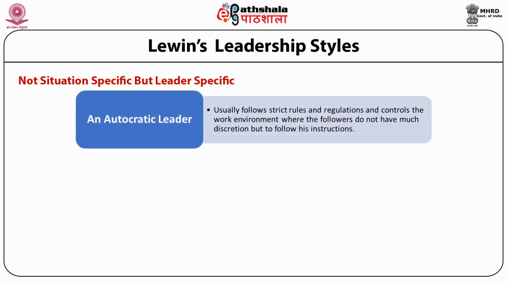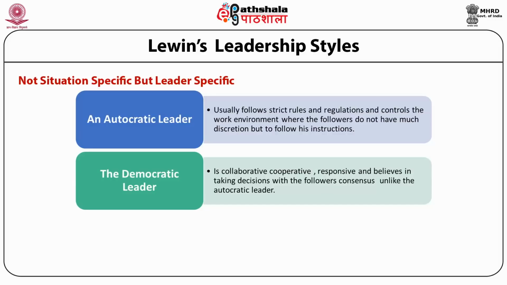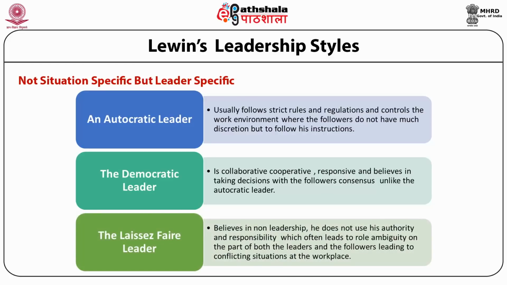Now, an autocratic leader usually follows strict rules and regulations and controls the work environment, where the followers do not have much discretion but to follow his instructions. The democratic leader is collaborative, cooperative, responsive, and believes in taking decisions with the followers' consensus, unlike the autocratic leader. The laissez-faire leader believes in non-leadership. He does not use his authority and responsibility, which often leads to role ambiguity on the part of both the leaders and the followers, leading to conflicting situations at the workplace.